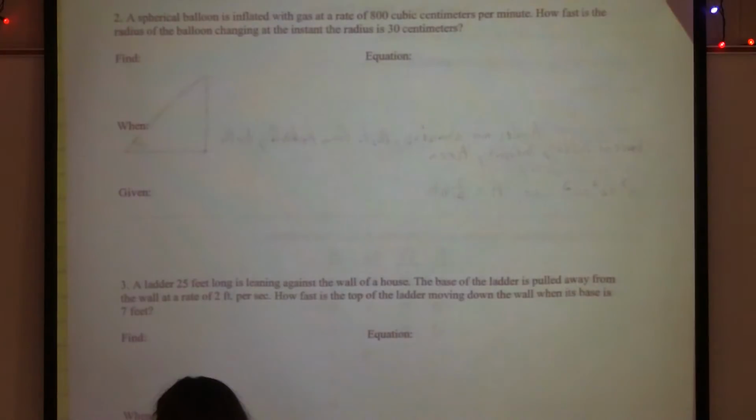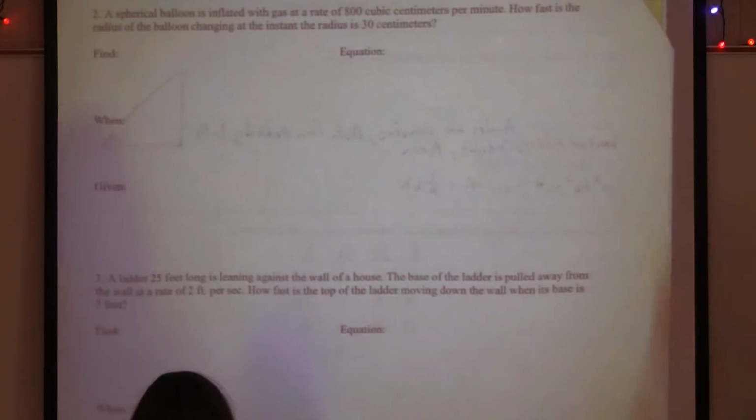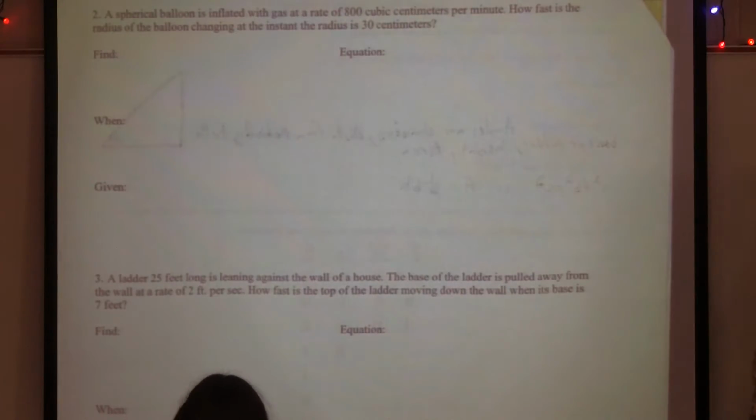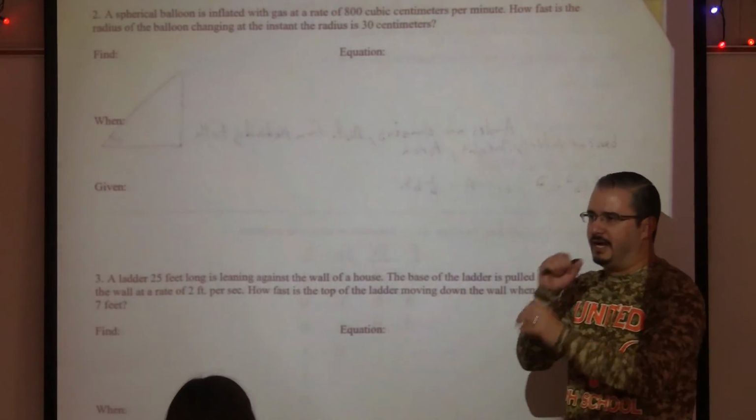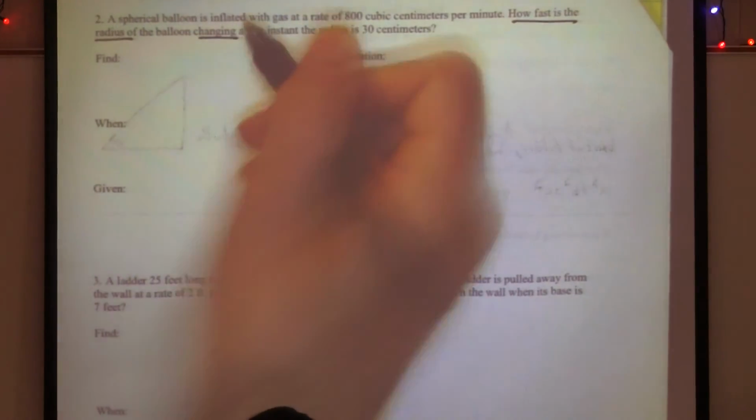Ready, Anias? Let's try the next one. Read it for us, Anias. Cubic centimeters per minute. How fast is the radius of the balloon changing? The radius is 30. So that's kind of like the example I gave you on Friday when I filled up the balloon, right? Okay, so what is it that they want us to find? How fast is the radius changing?